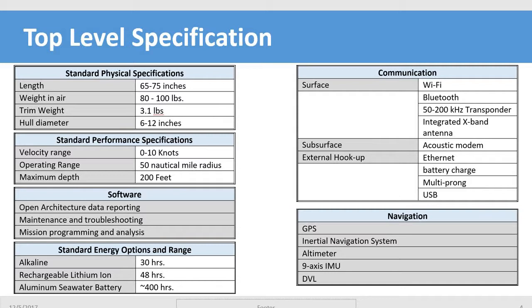The means of communication between the AUV and the launch boat are as follows. On the surface, you have several options. You have a Wi-Fi connection, Bluetooth communication capabilities, a 50 to 200 kilohertz transponder, and an integrated X-band antenna. These will ensure seamless communication between the launch boat and the AUV while it's on the surface.